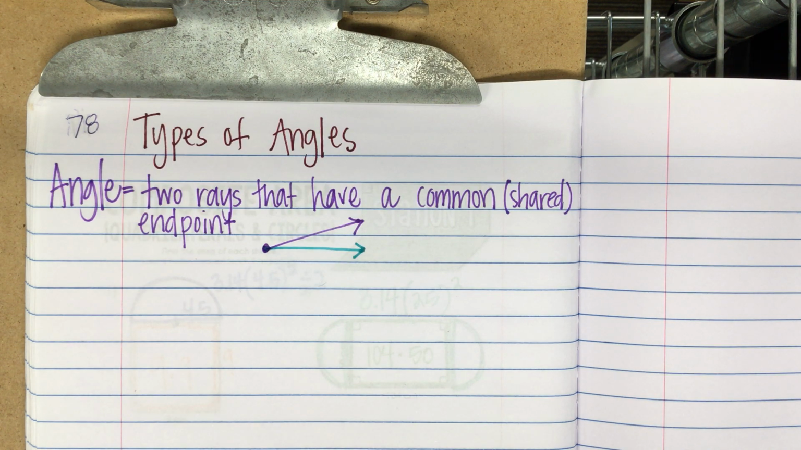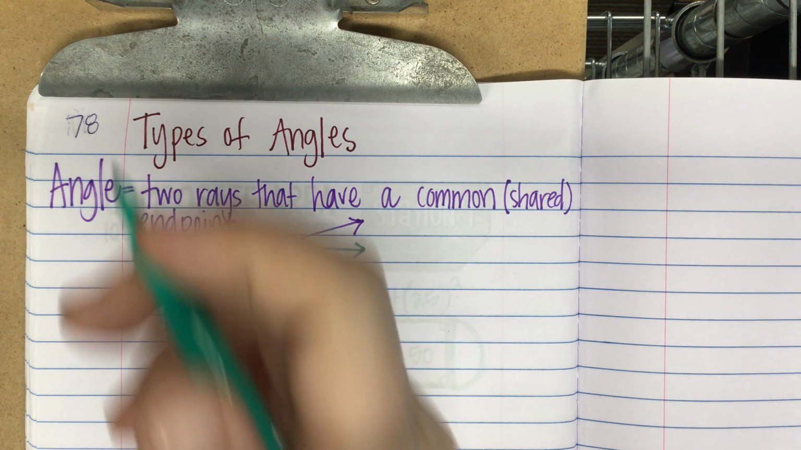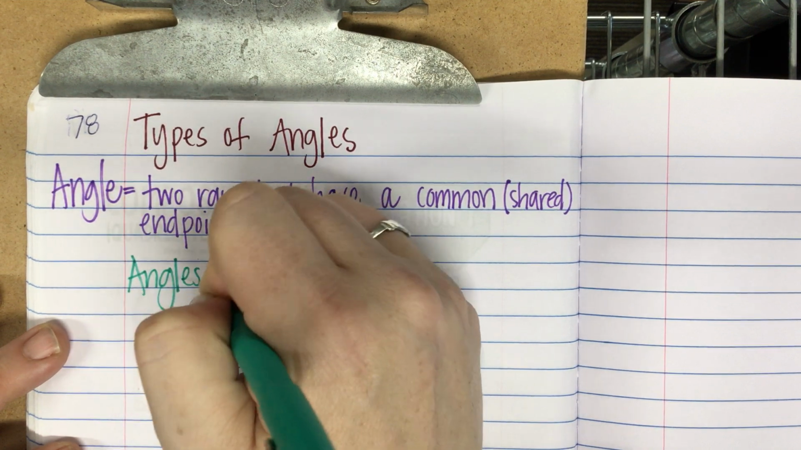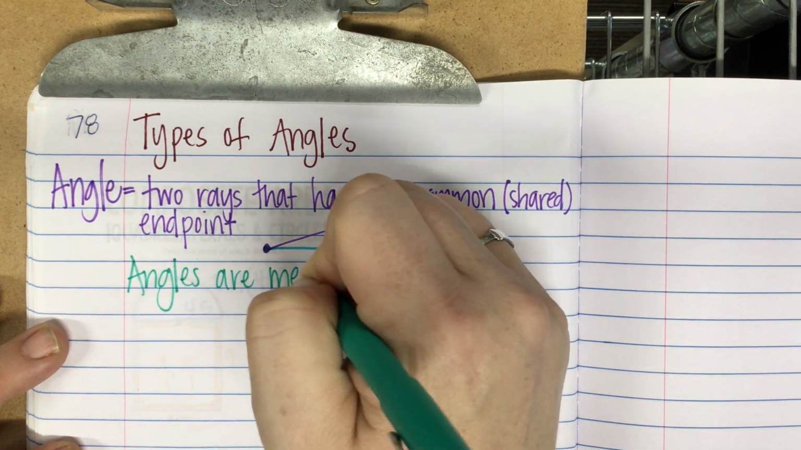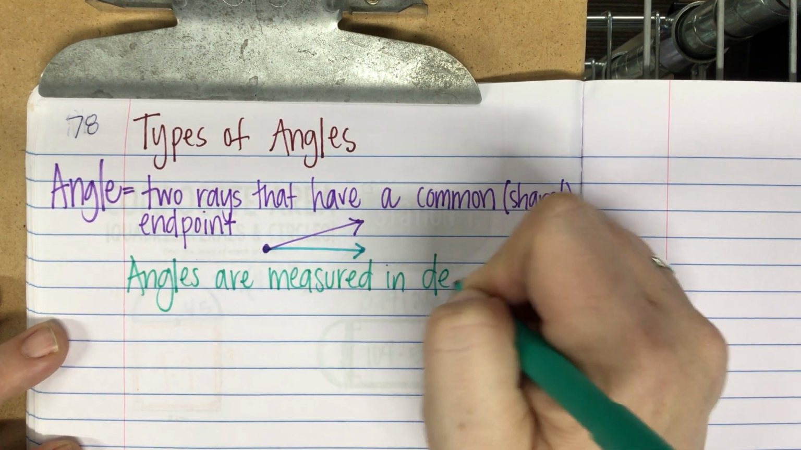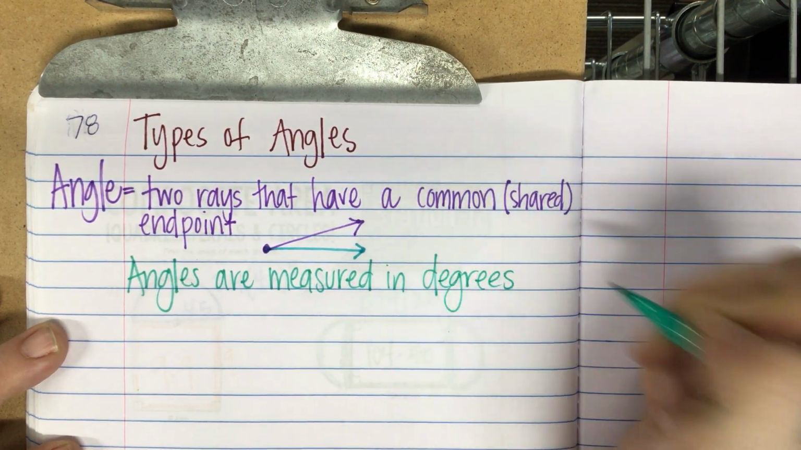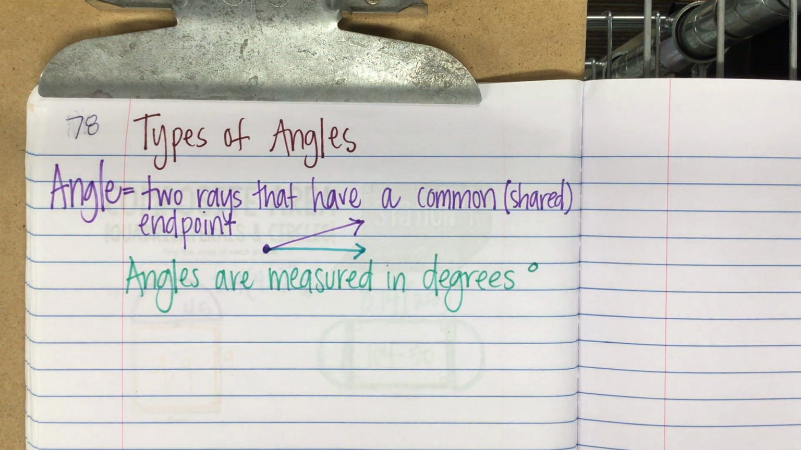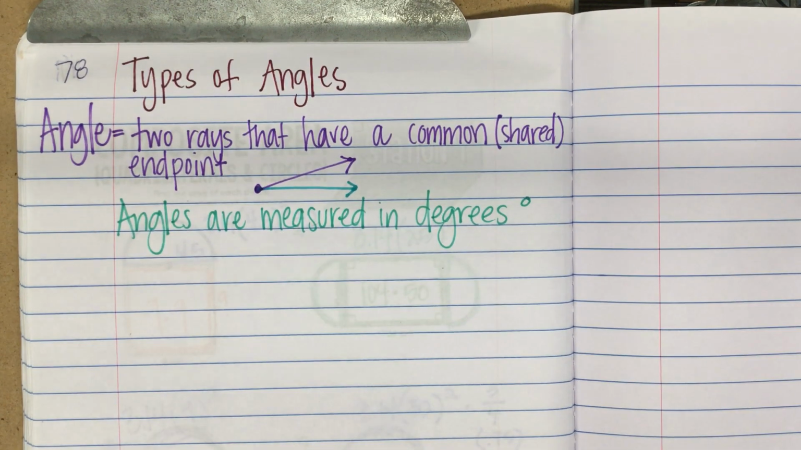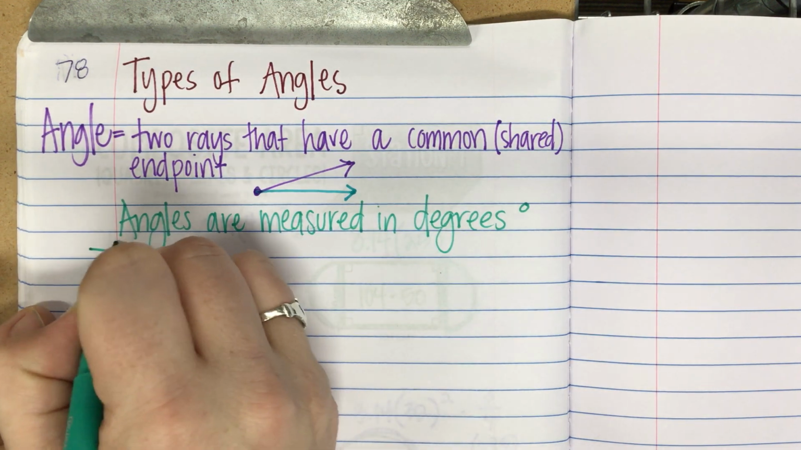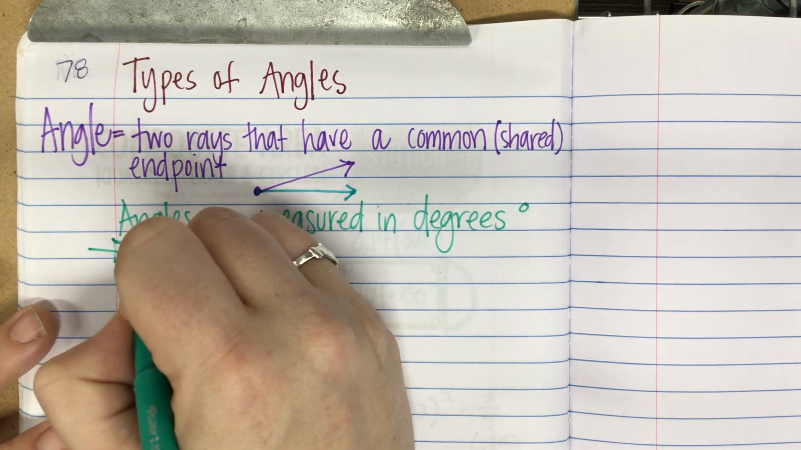What are angles measured in? Degrees. Angles are measured in degrees. Right, the little 0 up top. And the basis, the idea of angles, this whole thing is based on a circle.